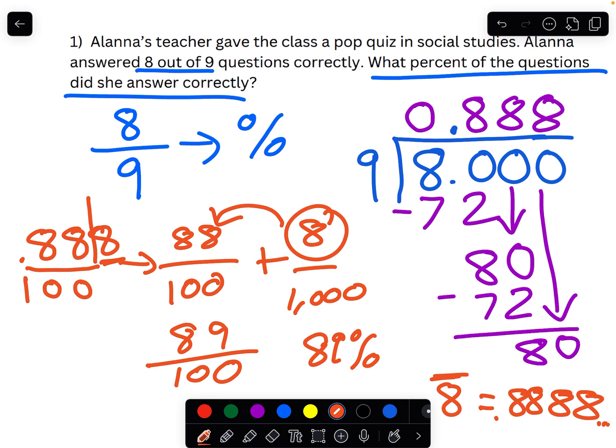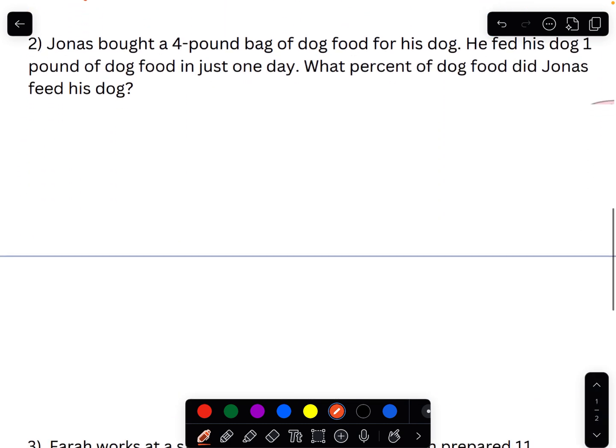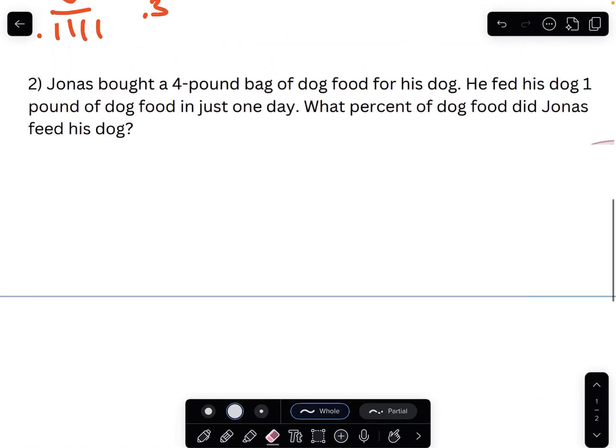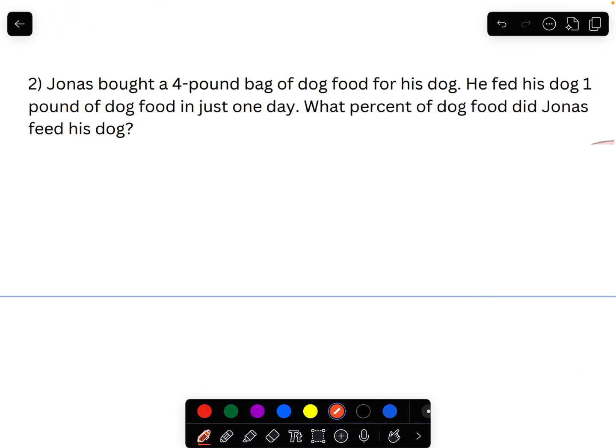So I hope that didn't confuse you. Again, this is one of those things that when you practice and practice and do a lot of these problems, it becomes second nature, meaning it becomes an automatic thing that you don't even have to think about after a while. It just happens naturally, or automatically, I should say.